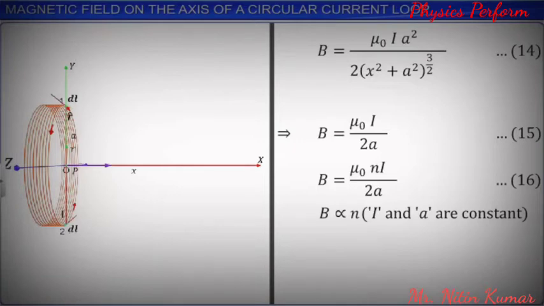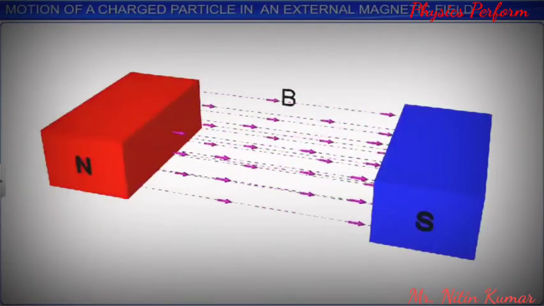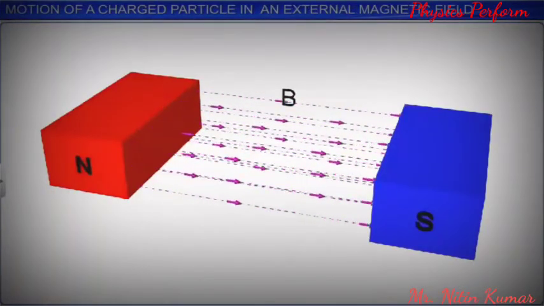Similarly, B is directly proportional to I when N and A are constant. B is inversely proportional to A when N and I are constant. Consider a uniform magnetic field of strength B.